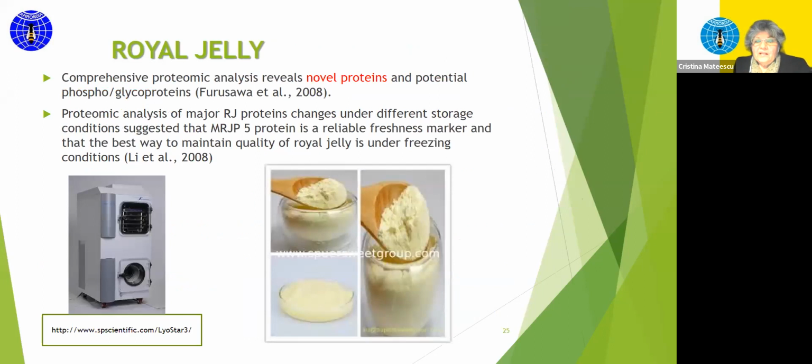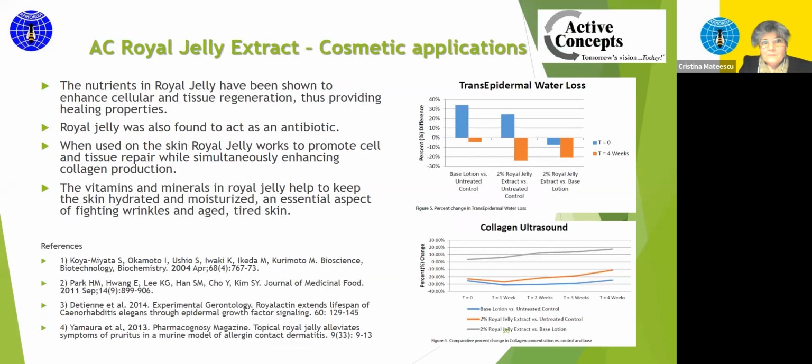In royal jelly, there have been several proteomic analyses that reveal novel proteins and potential phosphoglycoproteins, as said in 2008 by Asavo. From then, many other studies have shown that there are major royal jelly proteins, especially major royal jelly protein 5, which is a reliable freshness marker, and that's the best way to maintain the quality of royal jelly under freezing conditions. If we check this parameter, we see if the royal jelly is still fresh after freeze drying.